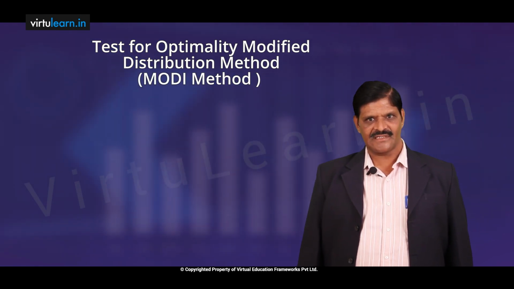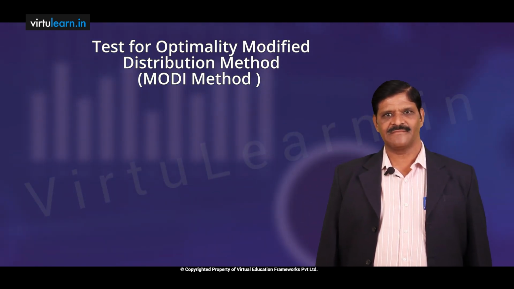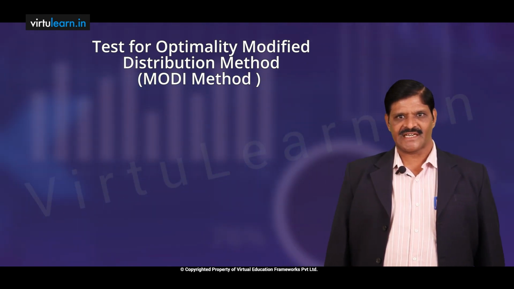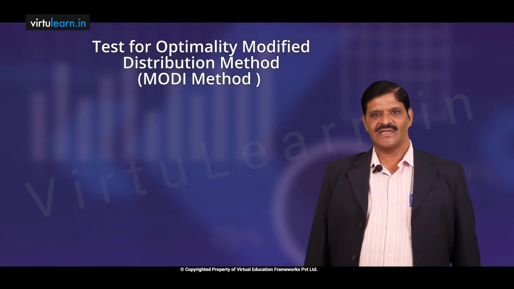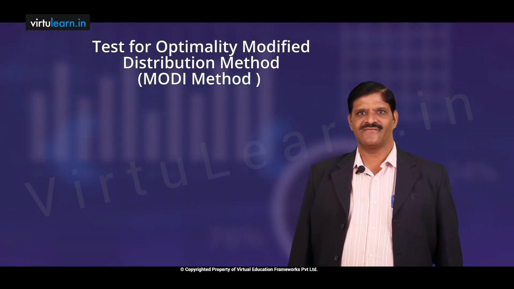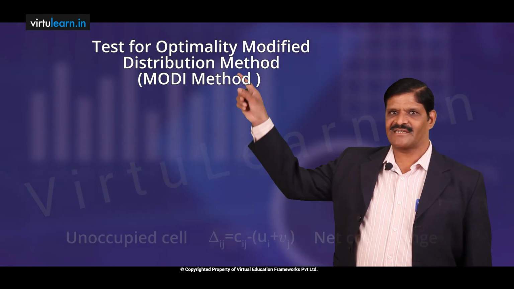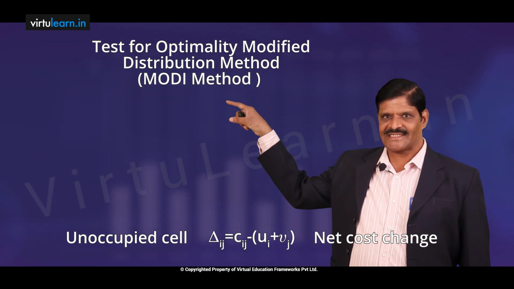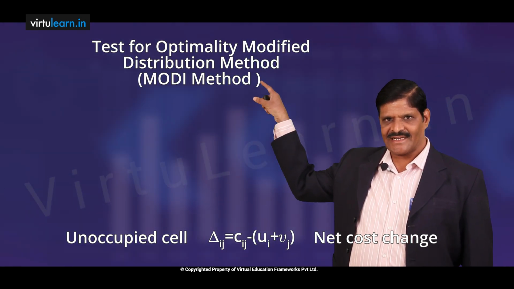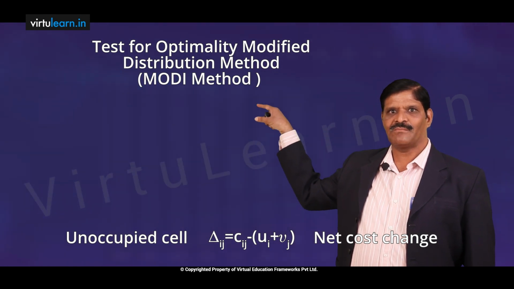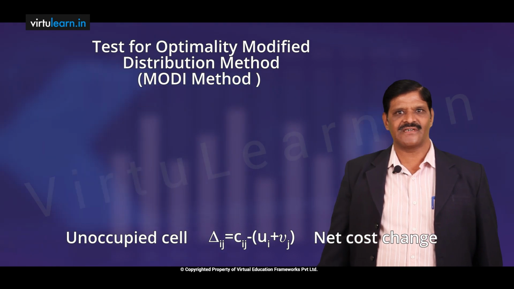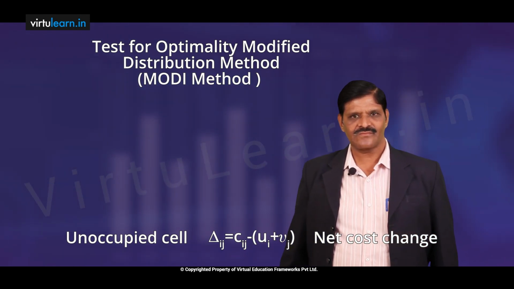We identify the cells where we have made allocation, say second row, third column. Second row is represented by u2, third column is represented by v3. Then we have an equation like this: delta ij is equal to Cij minus (u2 plus v3). So we try to identify the value of this.